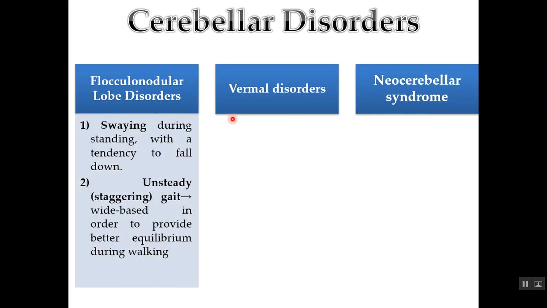In folliculonodular lobe disorders, you have 2 main signs. Number 1, swaying during standing with the tendency to fall down. Number 2, unsteady or staggering gait. This is a wide-based gait, which provides better equilibrium during walking.